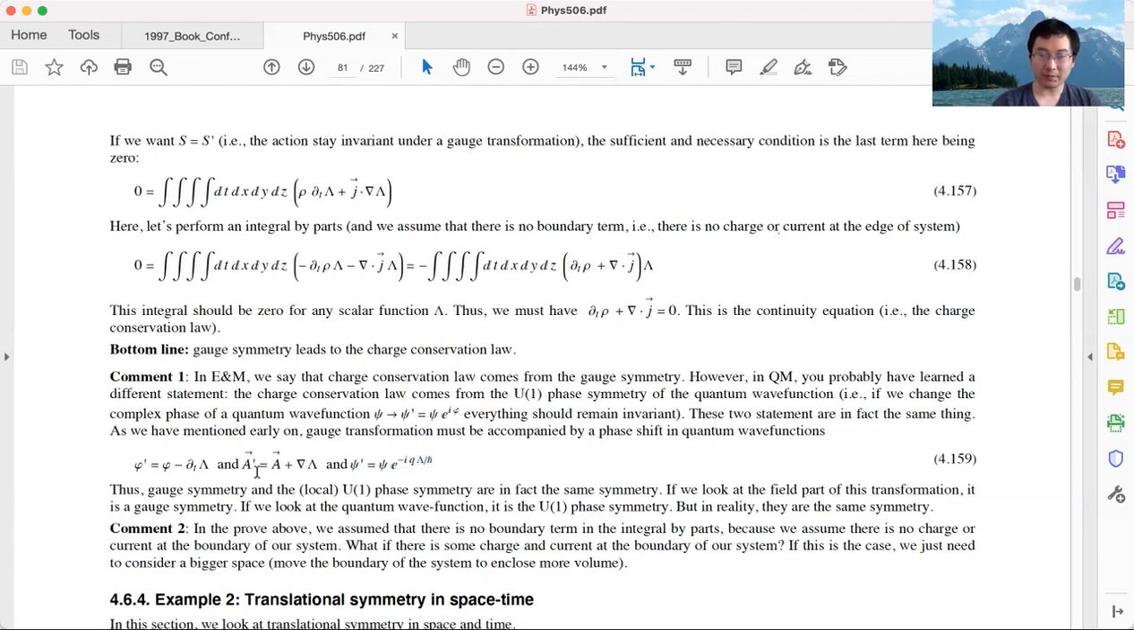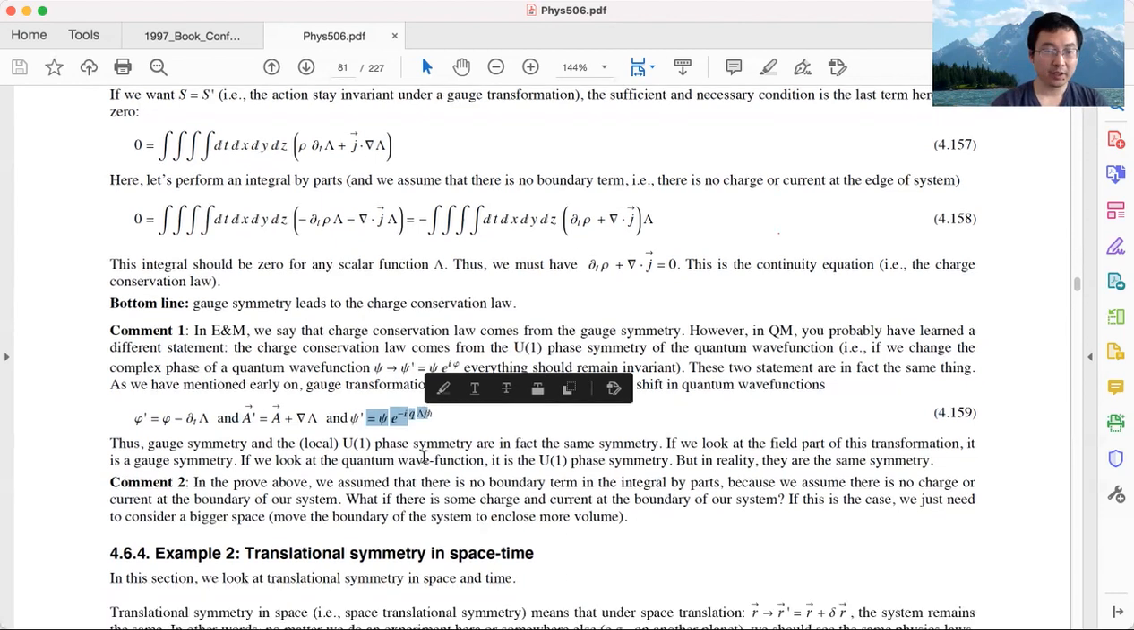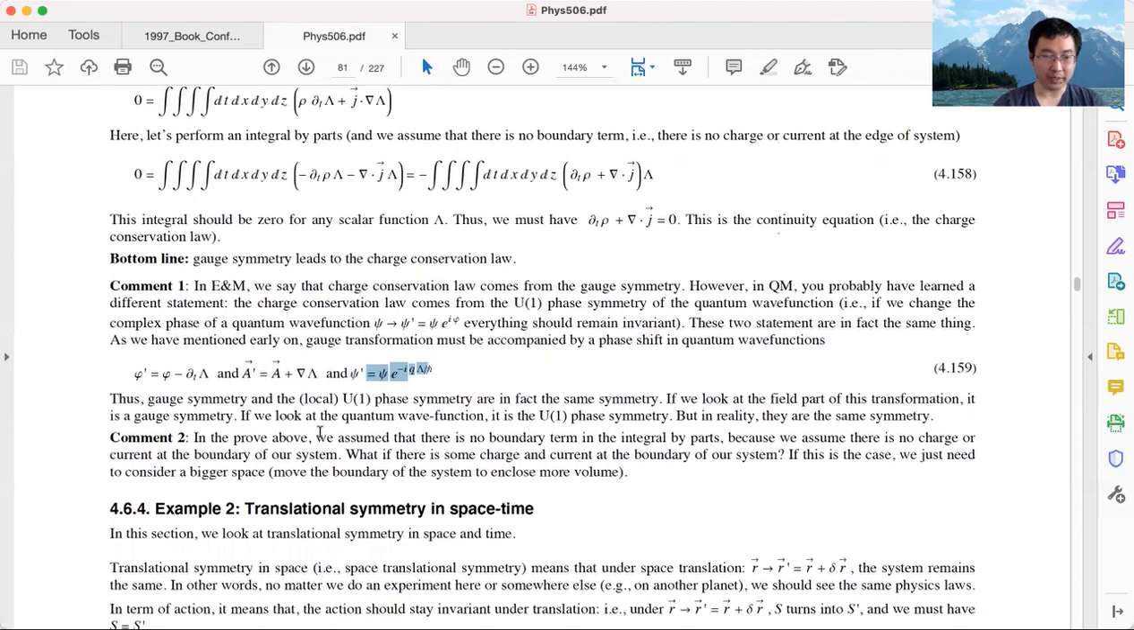In quantum mechanics, we emphasize this part. In E&M, we emphasize this part. But in reality, they are related. They are the same transformation. And charge conservation actually comes from this whole transformation. In E&M, we call it gauge transformation or gauge symmetry, and in quantum mechanics, we call it U1 phase symmetry. They're actually the same thing. That's the first comment I want to provide.